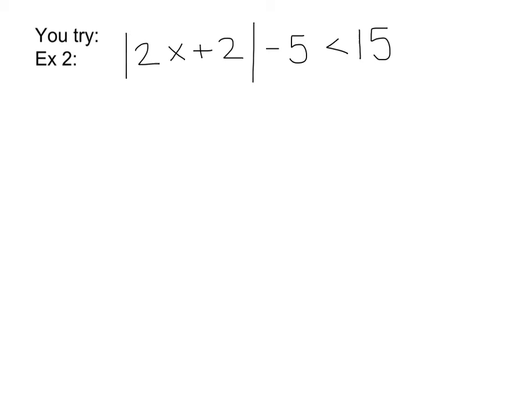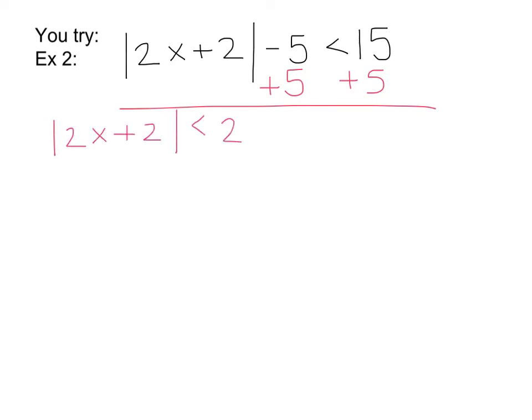Press pause right now and solve example 2. Then check your answer. The first thing you need to ask yourself is, are my absolute value bars by themselves? I hope that you noticed that they are not all by themselves because of this minus 5 at the end. So let's start by getting our bars by themselves. We are going to start by adding 5 to both sides. That gives me the absolute value of 2x plus 2 is less than 20. Now, since they're all by themselves, I can change them to parentheses.